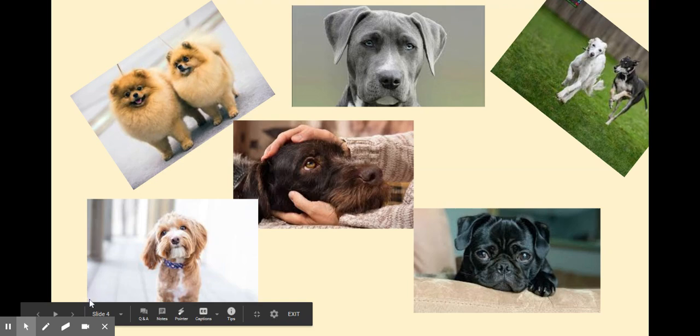And that goes for humans as well. My younger sister's a little bit taller than me. That comes from our genes. We both have brown hair. That comes from our genes. And these are what we call inherited characteristics.